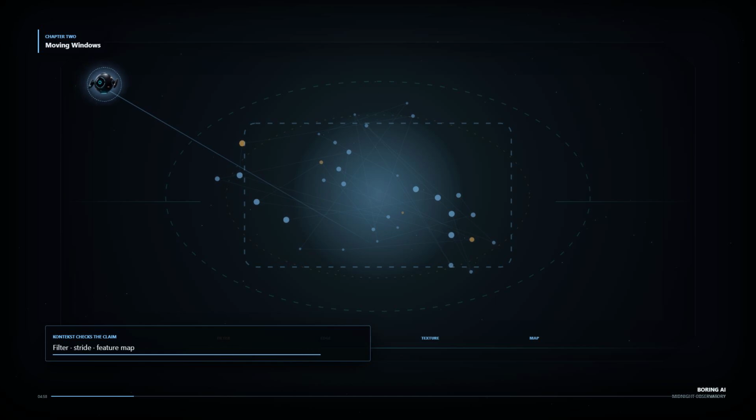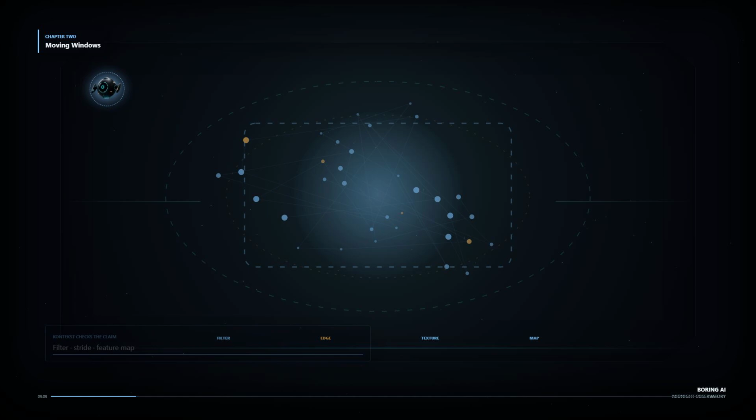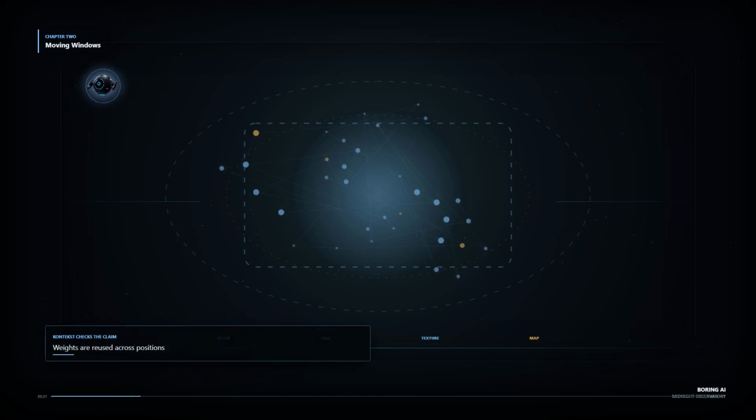At each position, the filter combines its weights with nearby pixel values and produces a response. Then it moves and repeats the operation. The same filter is reused across the image. This reuse matters. A vertical edge near the left border and a vertical edge near the right border can activate the same filter. The model does not need a separate edge detector for every location. It learns a pattern and searches for that pattern throughout the field.